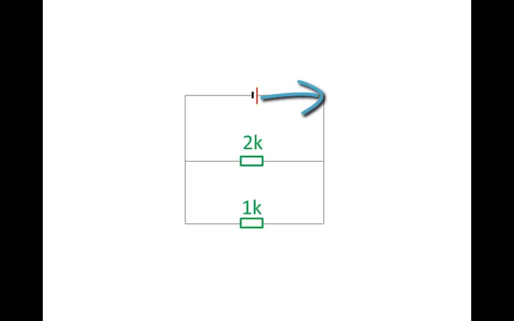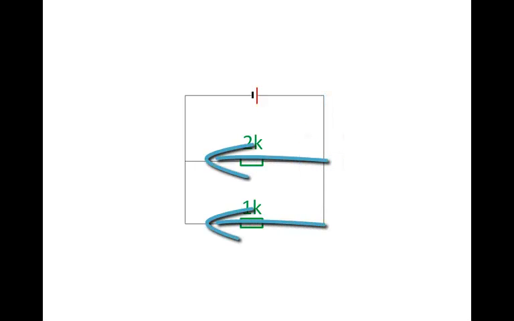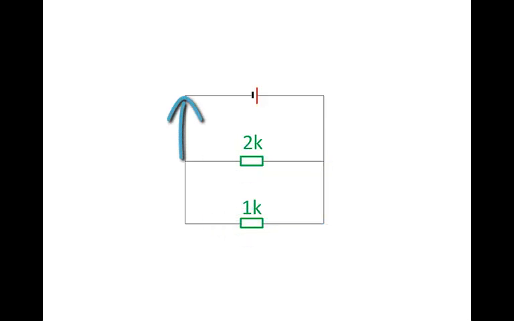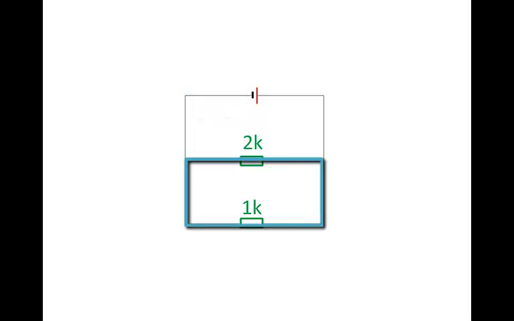We can see that all the charge has to flow through the main part of the circuit, out of the positive terminal of the cell, but then at this point, some charges go through the 2K resistor and others go through the 1K resistor. They then join again and all go back to the negative terminal of the cell. So there's a branch in the circuit. That's why we call it a parallel circuit.